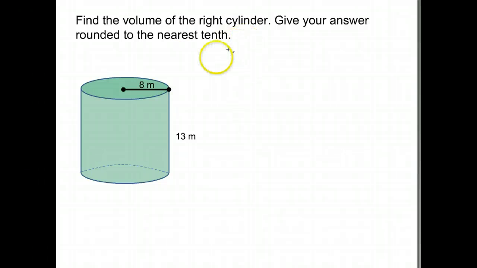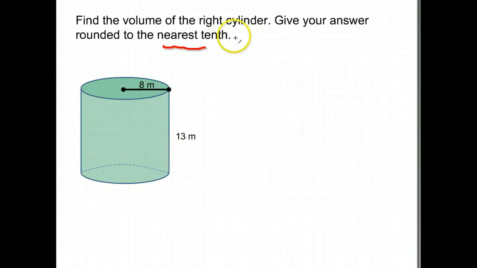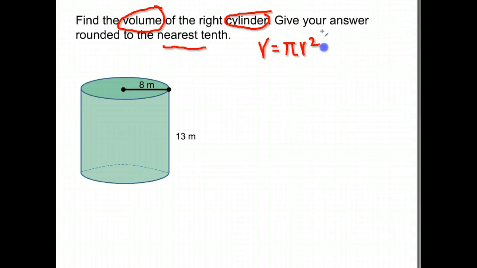Find the volume of the right cylinder. Give your answer rounded to the nearest tenth. Okay, so again, we look very carefully. What do they want? They want volume, so that we know not to do surface area, and they want it for a cylinder. So we look at our notes and we see volume of a cylinder is pi times radius squared times the height. Okay, do we have what we need? We do. This time they actually gave us just the radius. That's awesome. Our radius is 8.